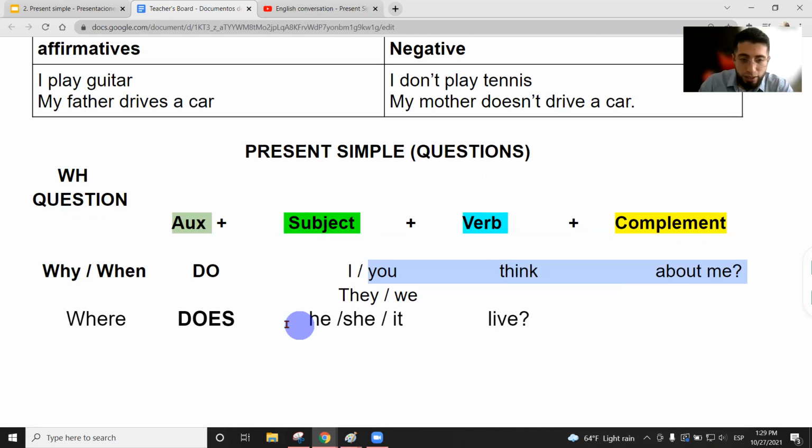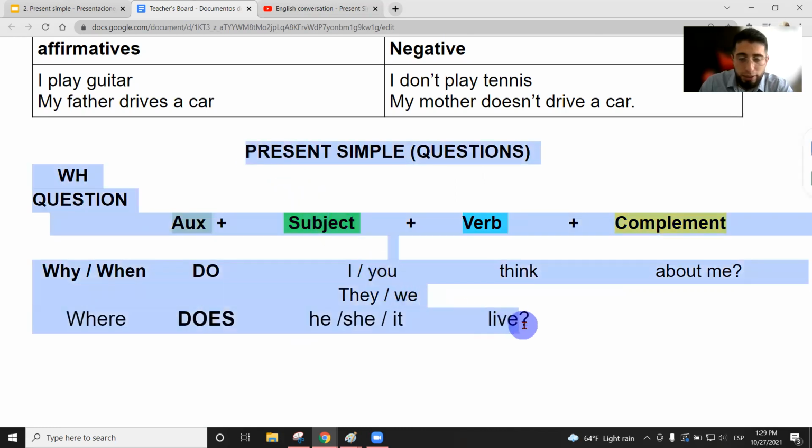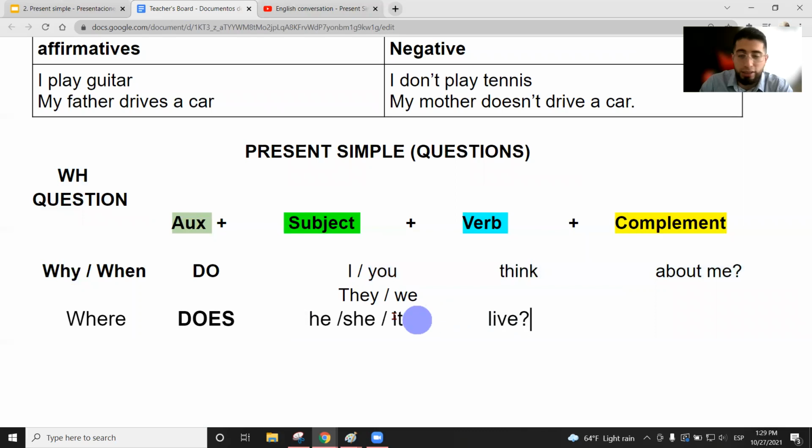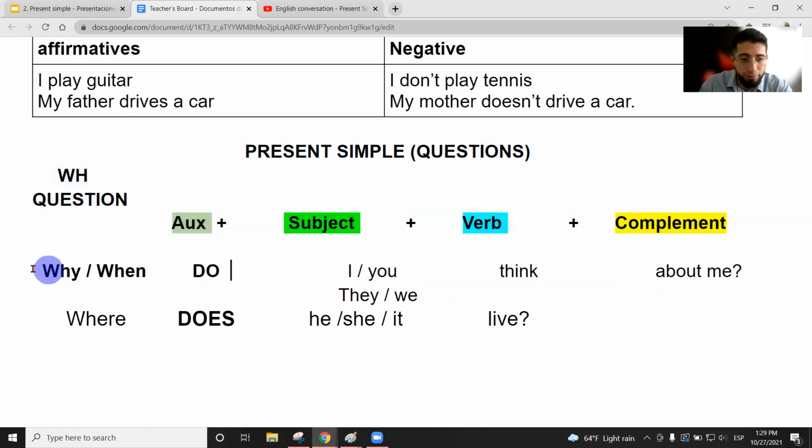Hay muchas respuestas. Okay? So this is how we create, así es como hacemos las preguntas in present simple, right, guys? It's so simple again, right? Es muy sencillo. Just have to bear in mind, so hay que tener en cuenta this structure, la estructura, or we say la naturaleza en inglés, okay?